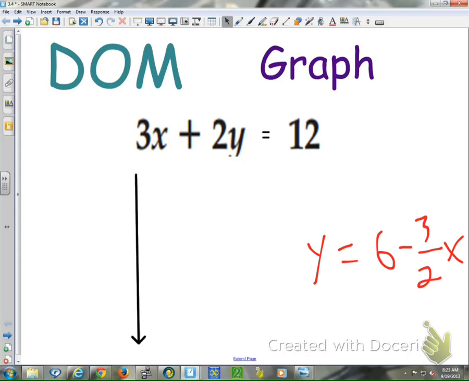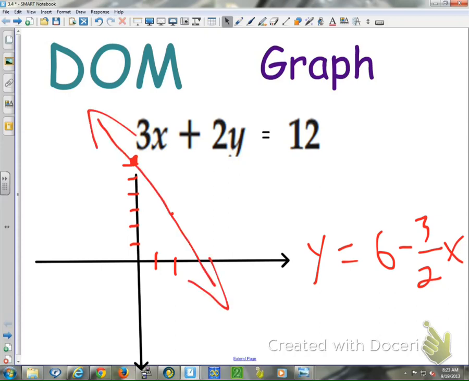You needed a y-intercept of 6, 1, 2, 3, 4, 5, 6, ka-chow, and a slope of negative 3 halves, down 3 over 2. Connect the dots, and thereabouts should be your graph. Down 3 over 2 is the slope, so that's what you should have done. Questions on that one?